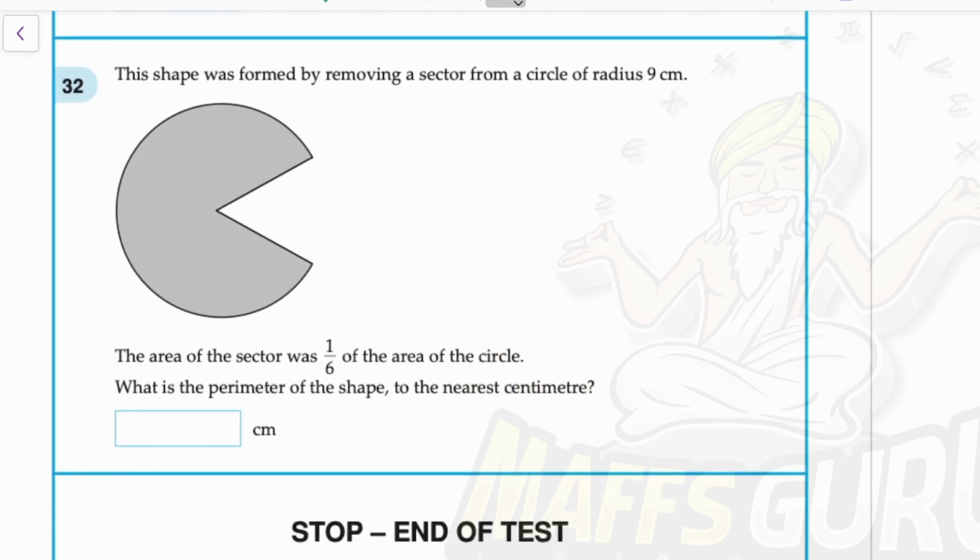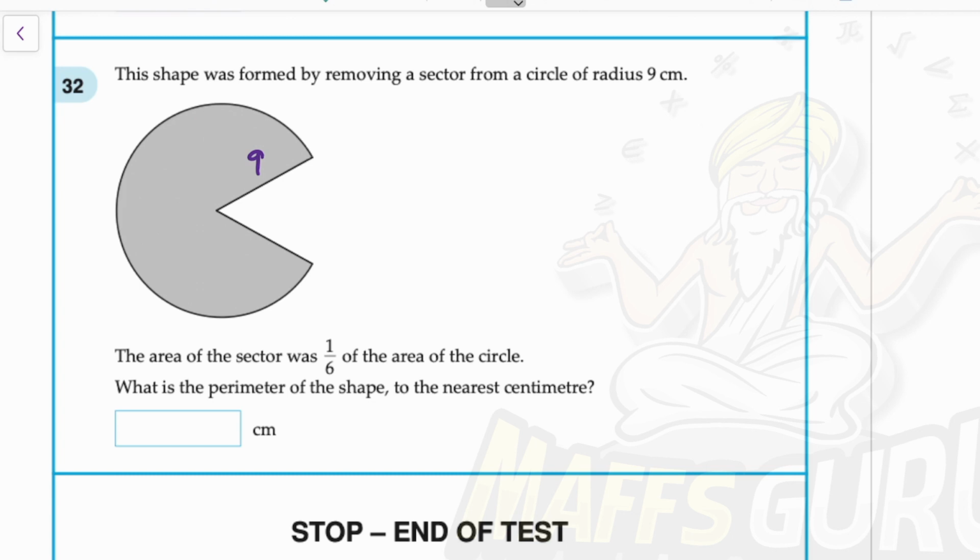This shape was formed by removing a sector from a circle of radius 9. The area of the sector was 1/6 of the area of the circle. What is the perimeter of the shape to the nearest centimetre?